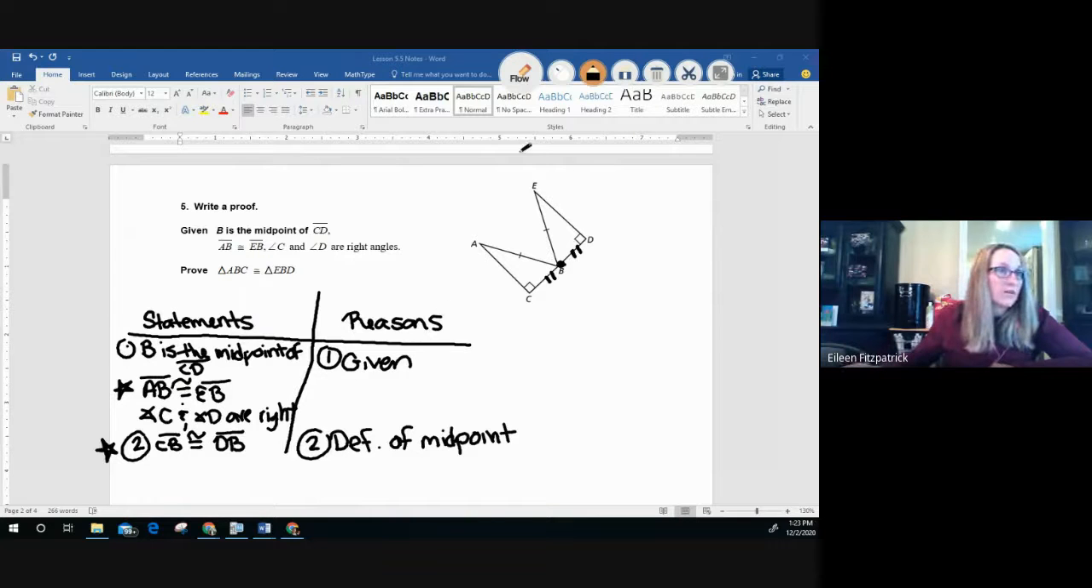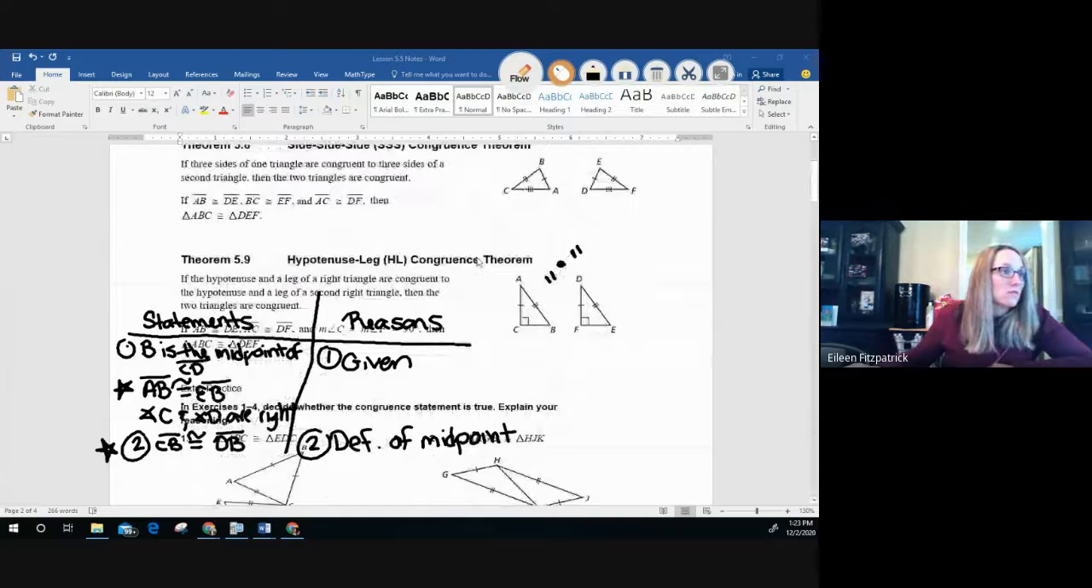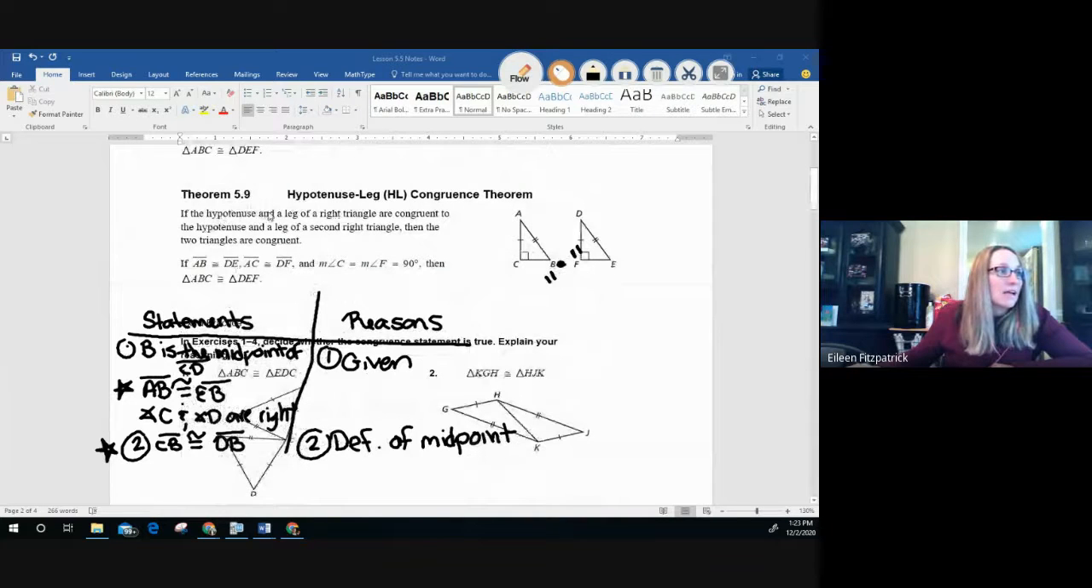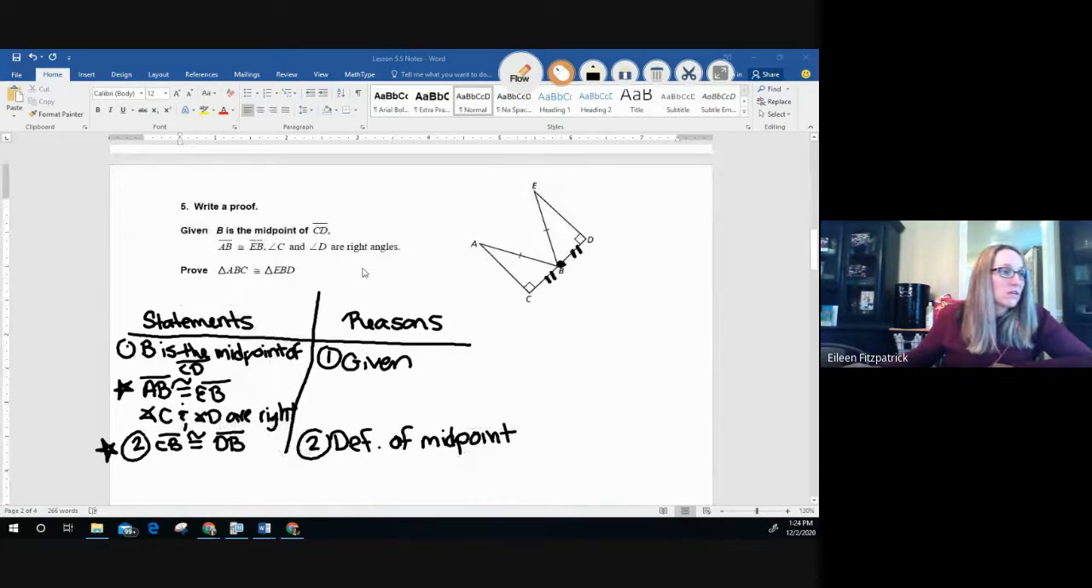If I scroll back up for just a minute. Where is it? Hypotenuse leg. If the hypotenuse and the leg of a right triangle are congruent to the hypotenuse and leg of a second triangle, then the triangles are congruent. So since you were told that you had a right angle, you know that those 2 triangles are right triangles. So we actually can, or you know what, we're going to state that the angles are congruent just for practice.